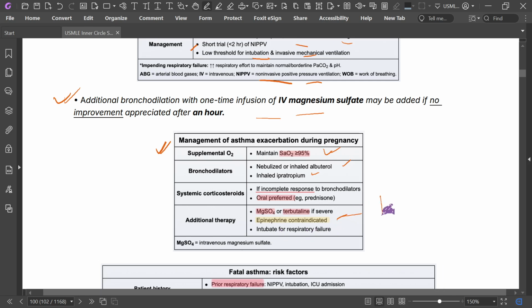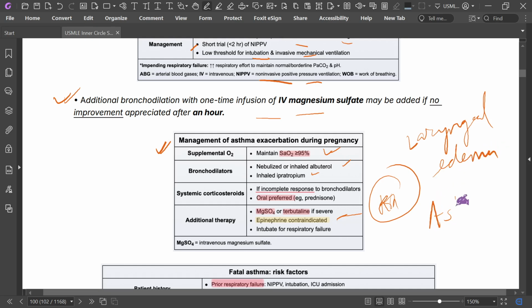So look, diagnosis is very important, because laryngeal edema can cause dyspnea and hoarseness, and asthma also causes dyspnea and hoarseness. If you are unable to diagnose whether it is laryngeal edema or asthma, you will miss it, because the drug of choice for laryngeal edema is epinephrine, but in asthma, epinephrine is contraindicated, and you intubate for respiratory failure.